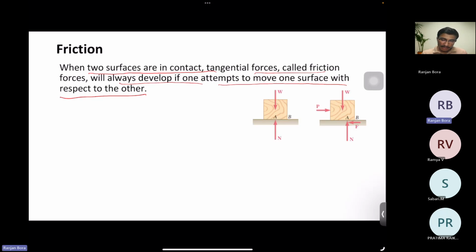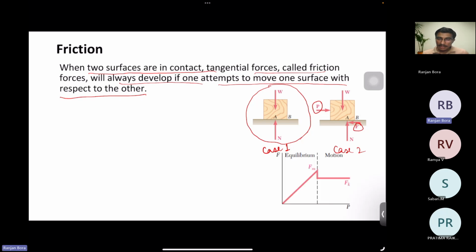In this example you can see, in the first case, case one, this body is resting on this surface. In this condition, there is no frictional force because there is no tendency of movement of one body with respect to the other body. But if we start applying some force P, as in case two, then only this frictional force will get developed. If there is no force P, then there is no frictional force. So frictional force only appears when there is a tendency of movement between the two bodies.